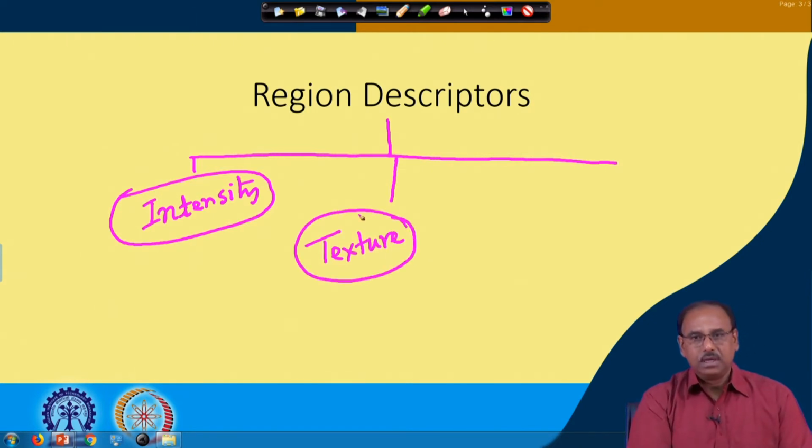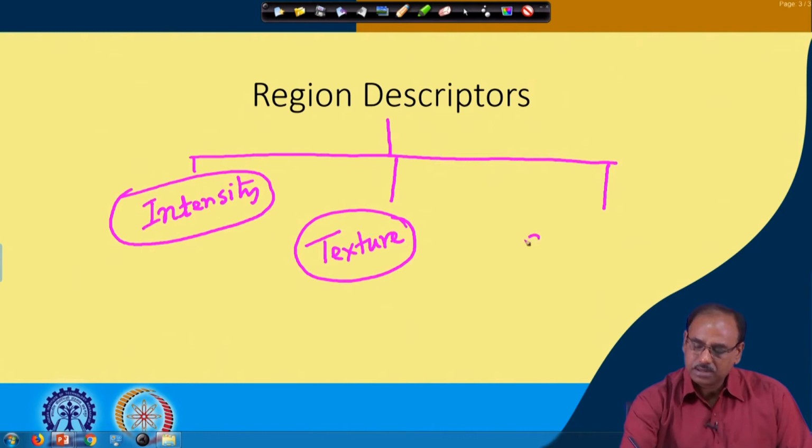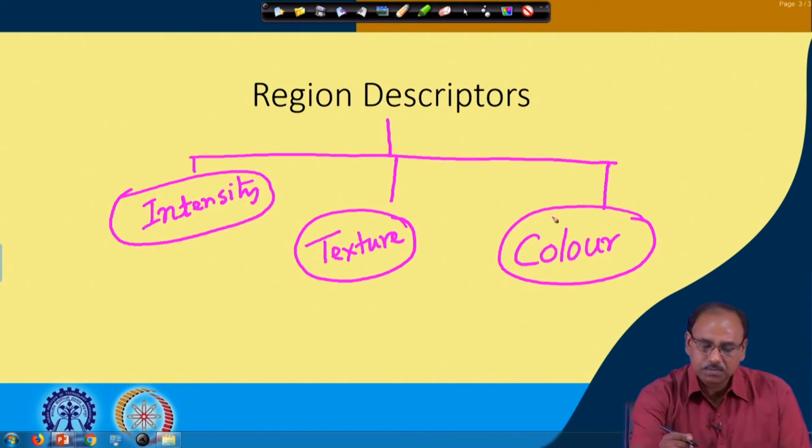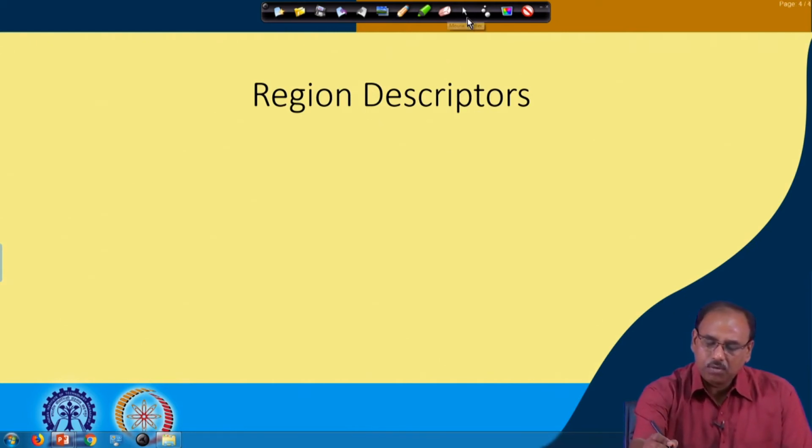Texture information is also important to distinguish between two different figures or among different figures. Similarly, the third kind of information that we will be interested to obtain is the color of the particular object or the particular region. So, in region descriptor extraction, we are mainly concerned about these three quantities: the intensity, the color and the texture. We will talk about the different ways in which we can obtain these three types of information, and I will go through them one by one.